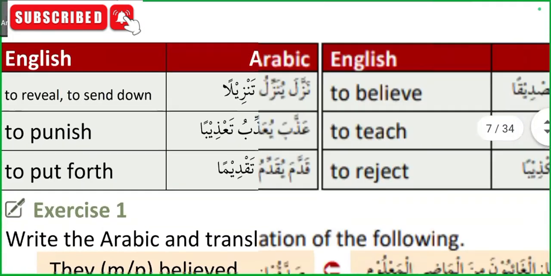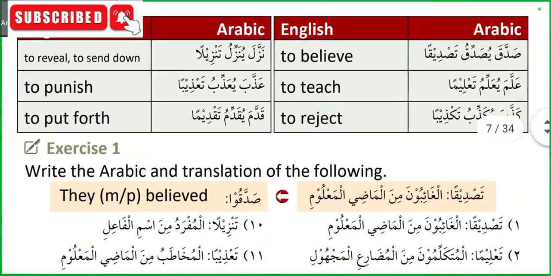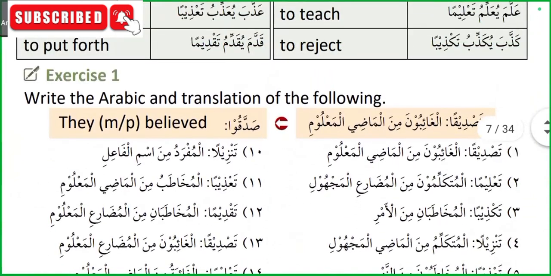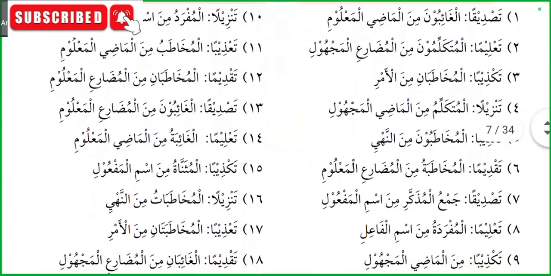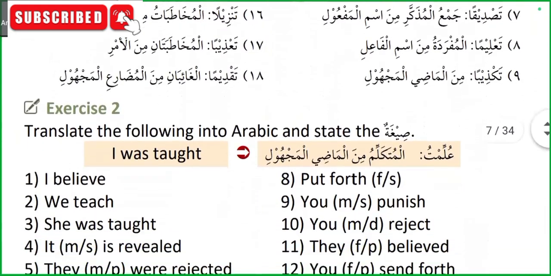Okay. صلى الله على محمد وآله الطاهرين. Now this is exercise number 1. Write the Arabic and translation of the following. تصديقا الغائبون من الماضي المعلوم. صدقوا. They believed. Right? So you have to do this exercise if you can do it. If you cannot do it, inshallah, we can do it together in the next session.